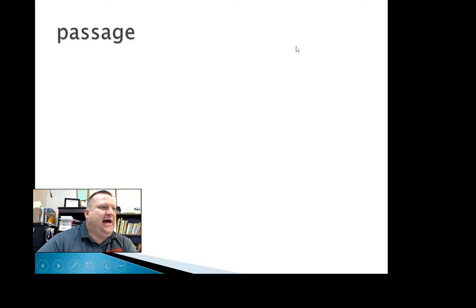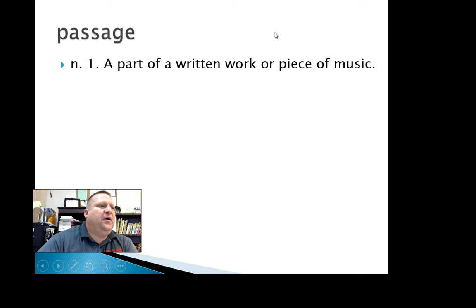The next word is passage. A part of a written work or piece of music is a passage. So you'll often hear me say, will you read the next passage on page 34? A part of a written work. Or it could be a piece of music as well.